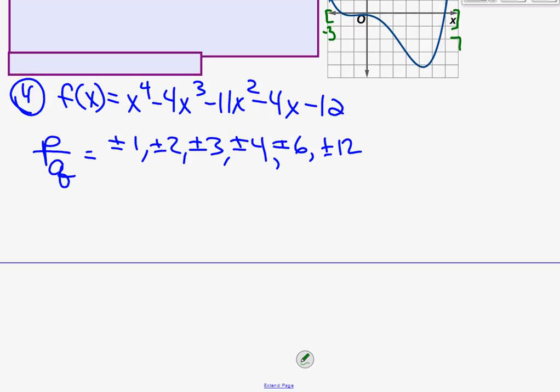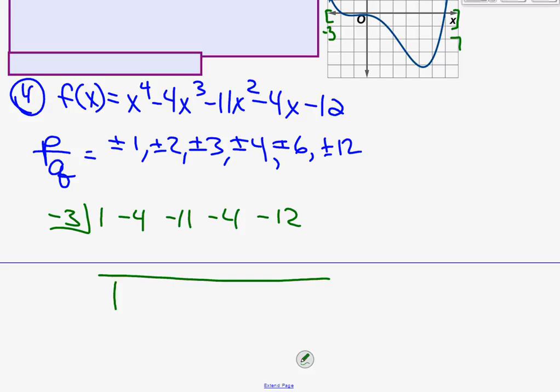Since it's my first synthetic division of the day, I'm going to use the longer rule for the lower bound, and then I'll use the shorter rule for the upper bound just to see. So I think -3 is going to be my boundary. So -3 and 1, -4, -11, -4, -12, 4, 3, 2, 1, 0. I've got everything accounted for. So I'll bring down my 1, -3, -7, 21 minus 11 is 10, -30 minus 4, -34.